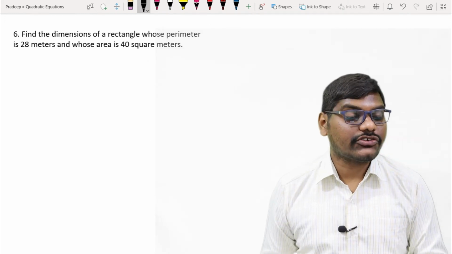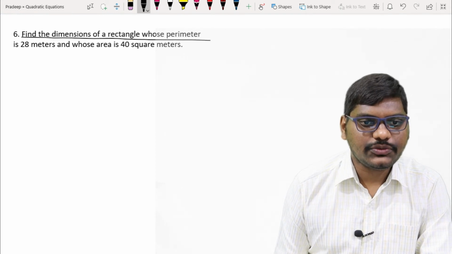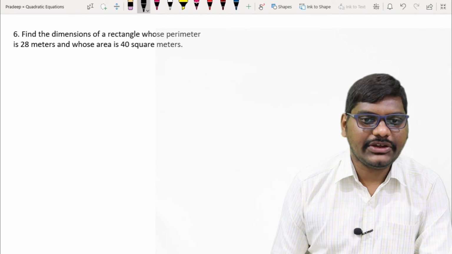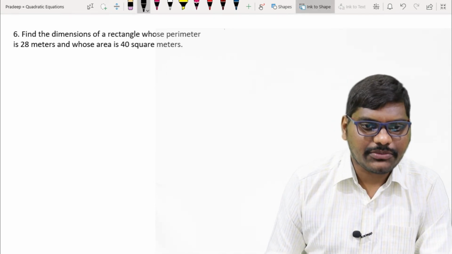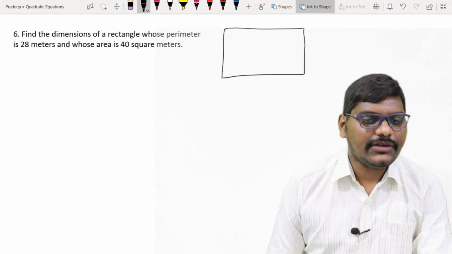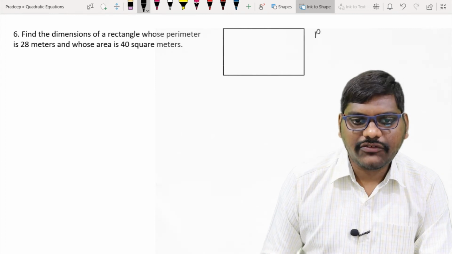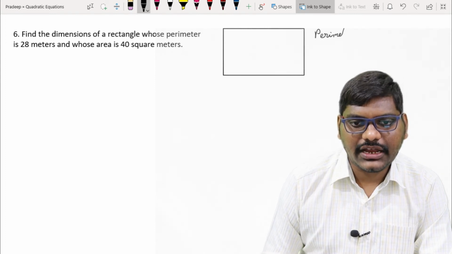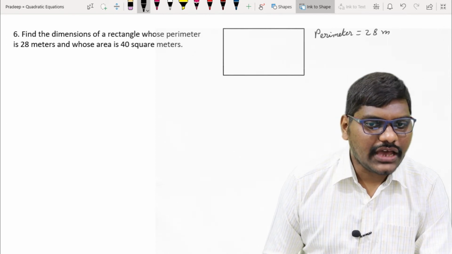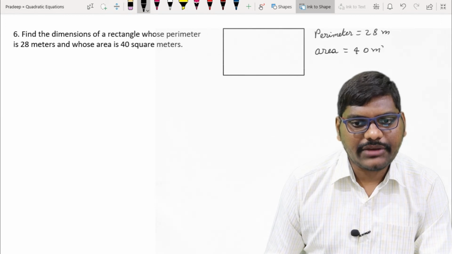So let's go for the sixth question. The question says, find the dimensions of a rectangle whose perimeter is 28 meters and whose area is 40 square meters. So let us understand the question properly first. Suppose this is the rectangle which they mentioned. Here they have given the values. They gave the perimeter of this rectangle, 28 meters. They also gave the area, which is 40 square meters.